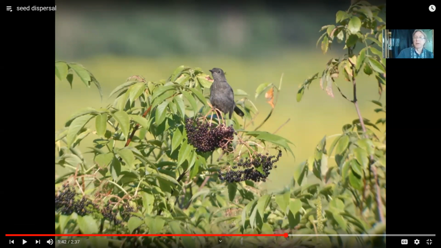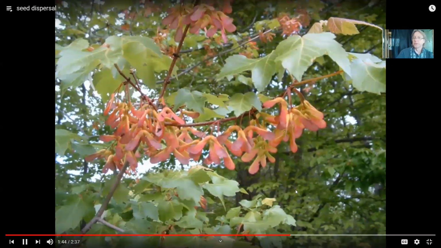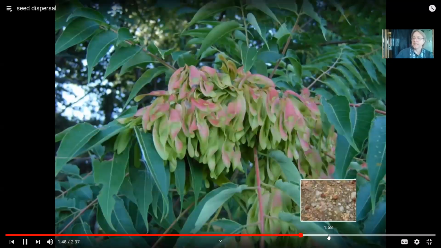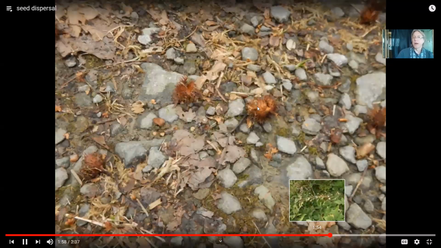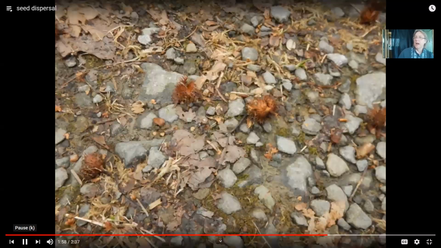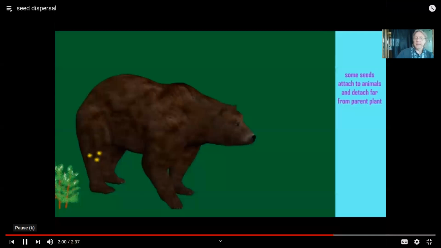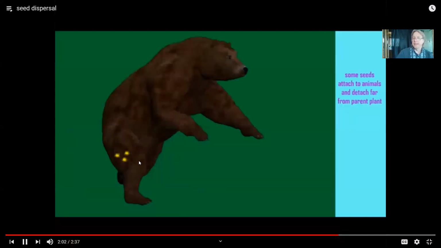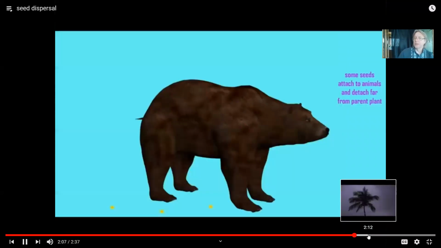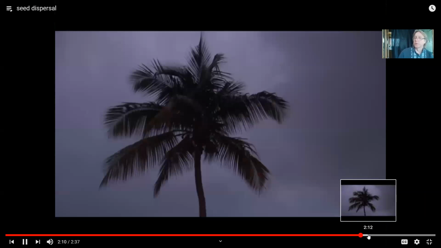Some seeds are dispersed by wind, and one can observe a variety of structures, which can catch the wind and allow the seeds to be blown far from the parent plant. And then other seeds are surrounded by adhesive structures, which might say catch a mammal's fur, or you might notice them adhering to your pant leg if you walk in the woods. If a mammal walks past them, they can adhere to the fur of the mammal and then come loose at a later point.